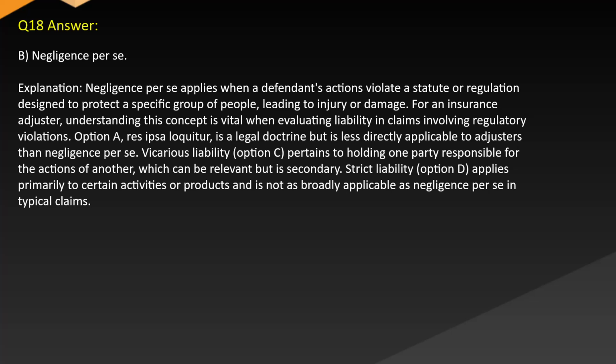Option A, res ipsa loquitur, is a legal doctrine but is less directly applicable to adjusters than negligence per se. Vicarious liability, option C, pertains to holding one party responsible for the actions of another, which can be relevant but is secondary. Strict liability, option D, applies primarily to certain activities or products and is not as broadly applicable as negligence per se in typical claims.